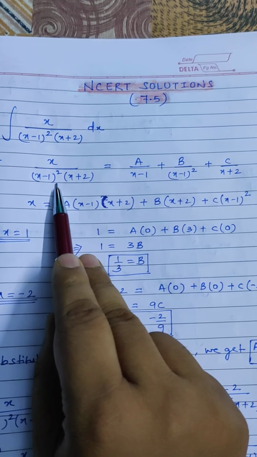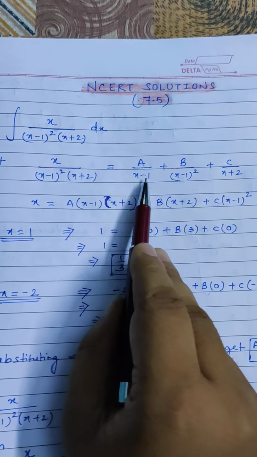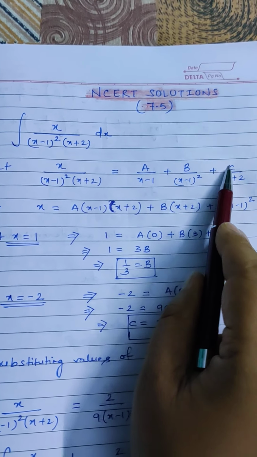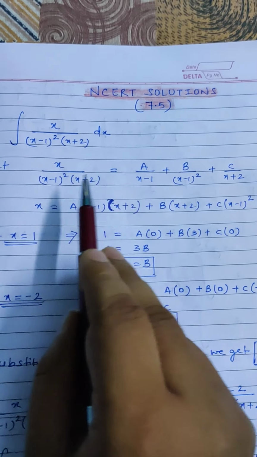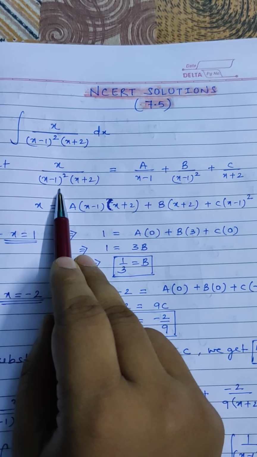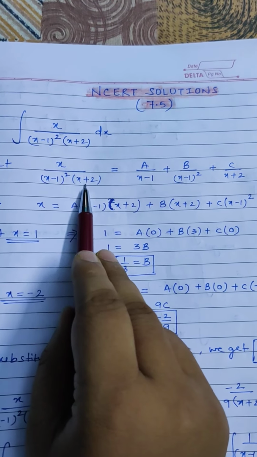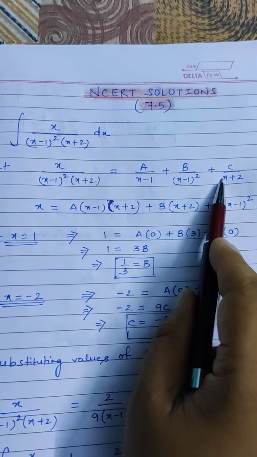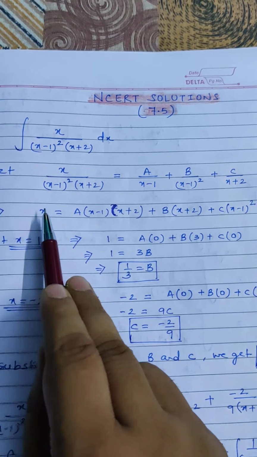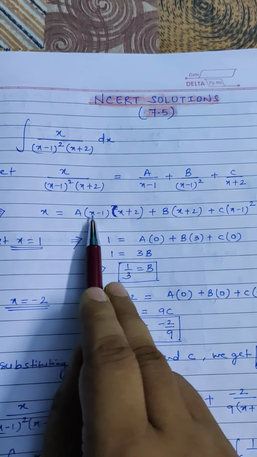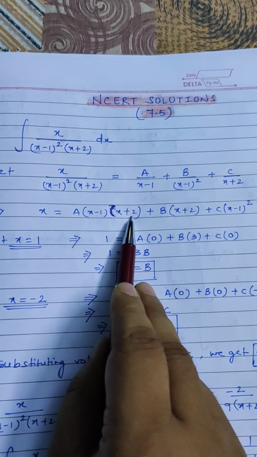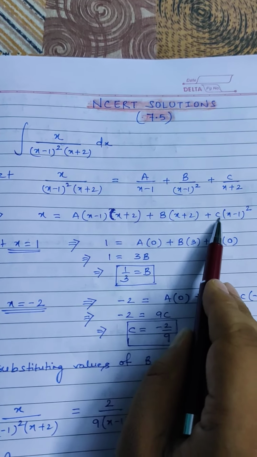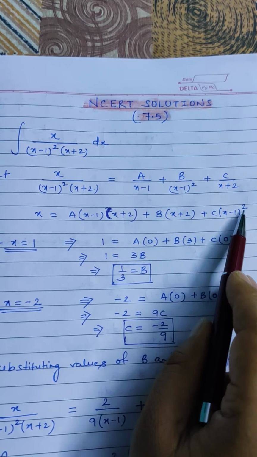This question is written as a upon x minus 1 plus b upon (x minus 1) whole square plus c upon x plus 2. Since it is the second last partial fraction form, we have just split it into this particular form of partial fraction. Now, solving this, I get x equal to a multiplied by (x minus 1)(x plus 2) by taking the LCM, plus b multiplied by (x plus 2), plus c multiplied by (x minus 1) whole square.